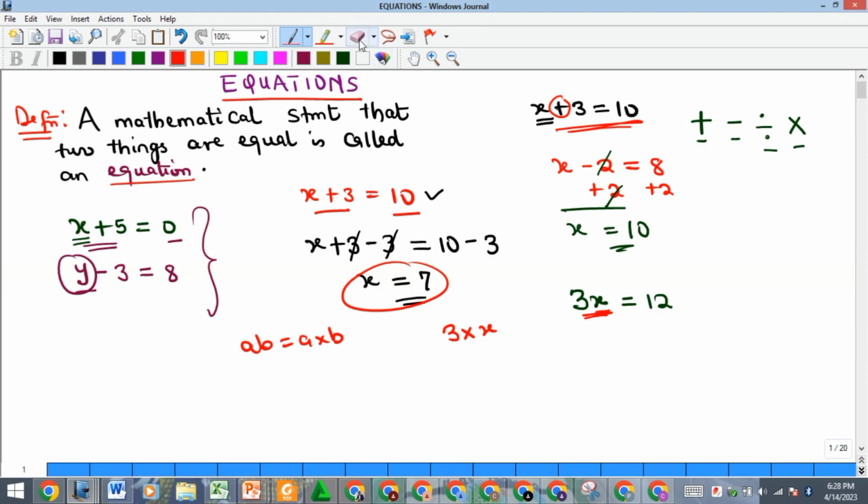And so if you want to remove the 3 that is together with x by multiplication, what you would do is the opposite of multiplication, which is division. So for me to remove this 3, all I need to do is divide both sides by 3. And when I do that, the 3 here will be cancelled by the 3 down below. And so I have my x alone. And so my answer here is now what? 4. So that's what we are going to be doing.